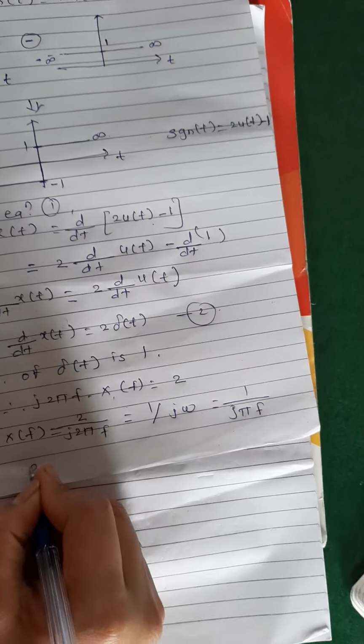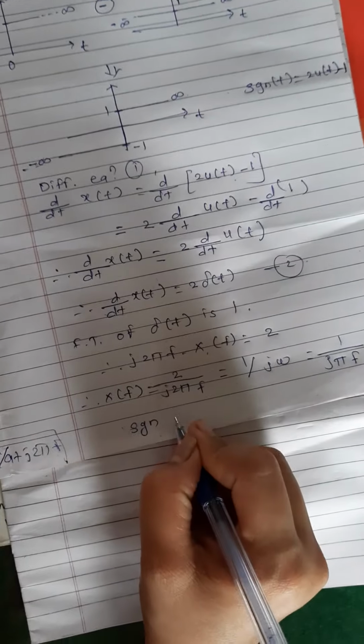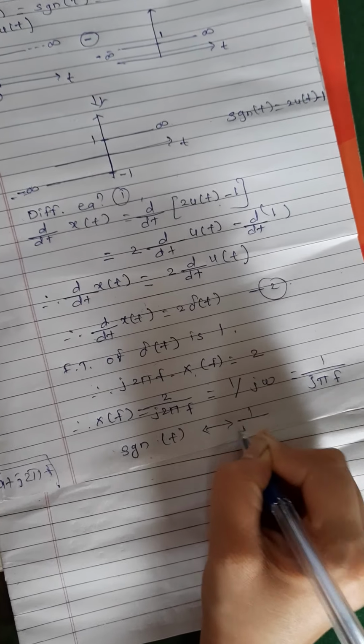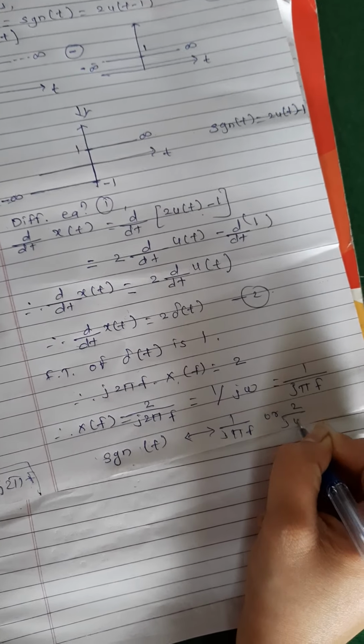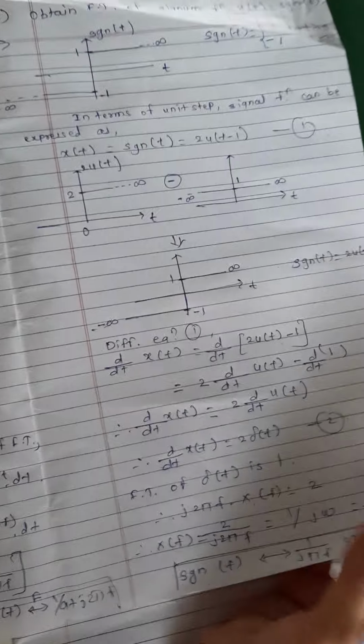So we can write the Fourier transform of the signum function is 1 by j pi f or 2 by j omega. So this is the answer. The problem was asked for 6 marks in the exam.